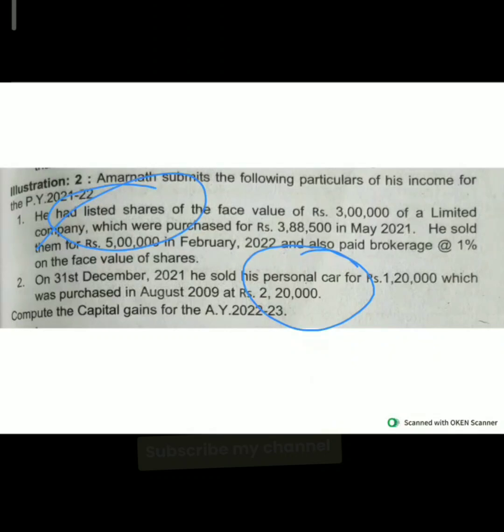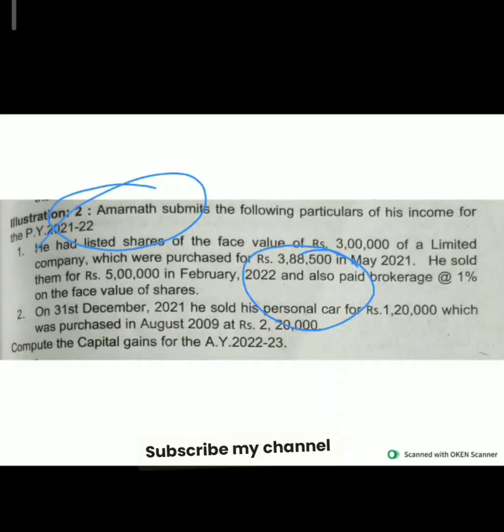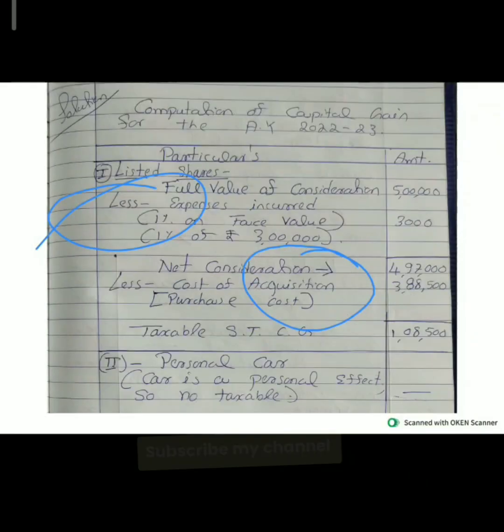So the first asset is listed shares. Listed shares will be treated as a short-term capital asset if these assets are held for not more than 12 months before the transfer of the assets. So here the purchase date is May 2021 and the sale date is February 2022. So the duration of this period is less than 12 months. So here the listed share is a short-term capital asset. Now the solution.